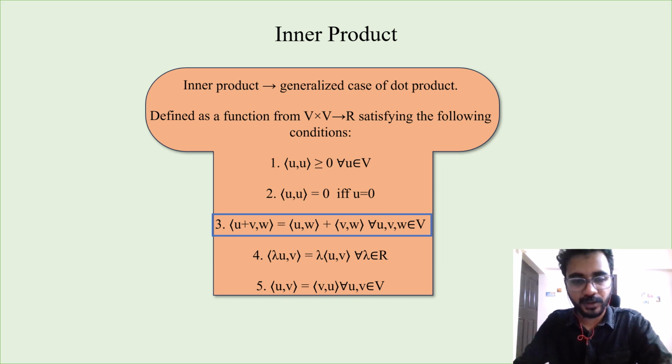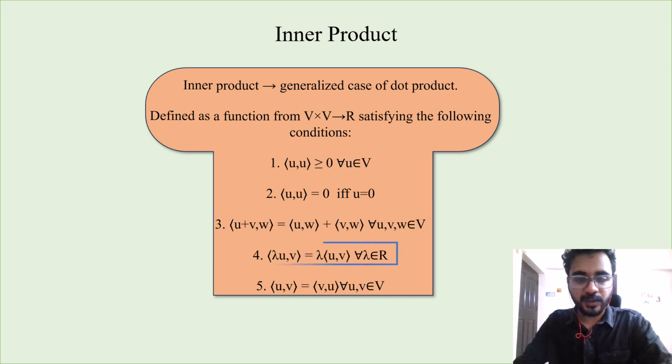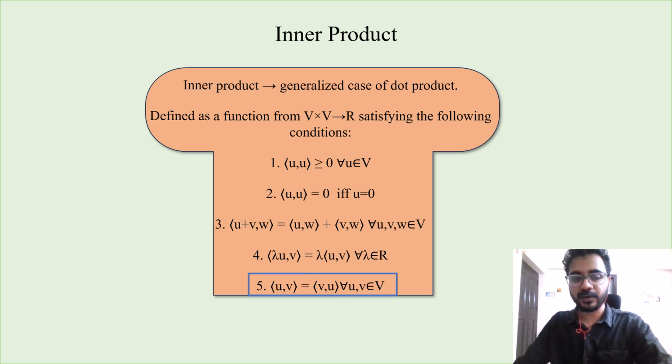That's another property. Then if we multiply one vector with a lambda, the inner product of lambda u comma v can be written as lambda, taken outside, times the inner product u comma v. Then the next property is that inner product u comma v can be written as inner product v comma u. So these are the five properties. We need to verify these five properties for a function to be an inner product. So this is the definition of inner product.